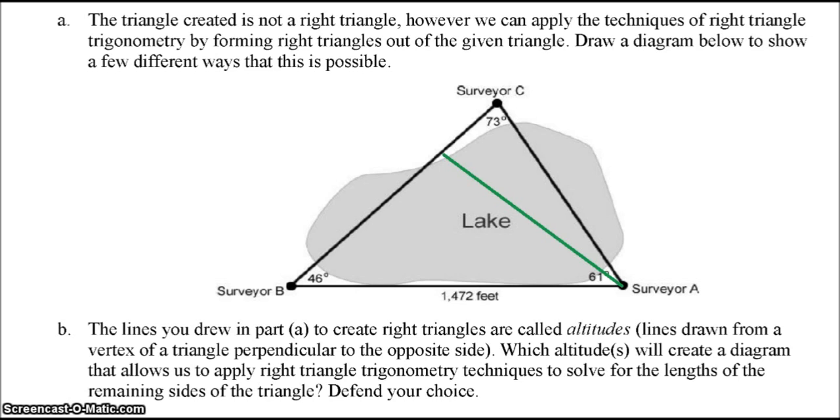The lines you drew in Part A to create right triangles are called altitudes: lines drawn from a vertex of a triangle perpendicular to the opposite side. Which altitudes will create a diagram that allows us to apply right angle trigonometry techniques to solve for the lengths of the remaining sides of the triangle? Defend your choice.